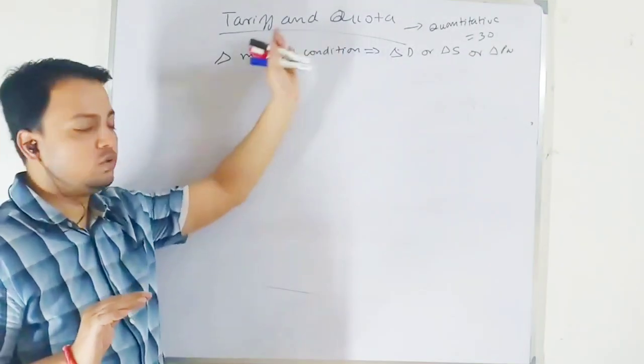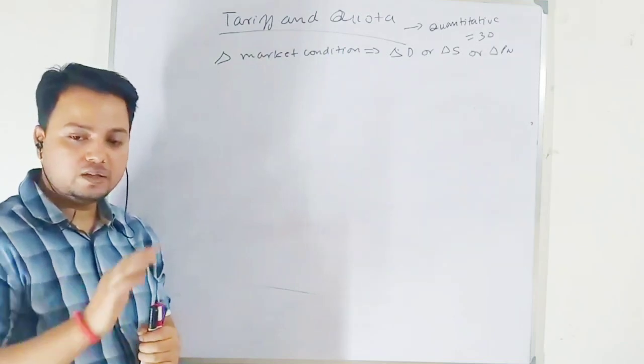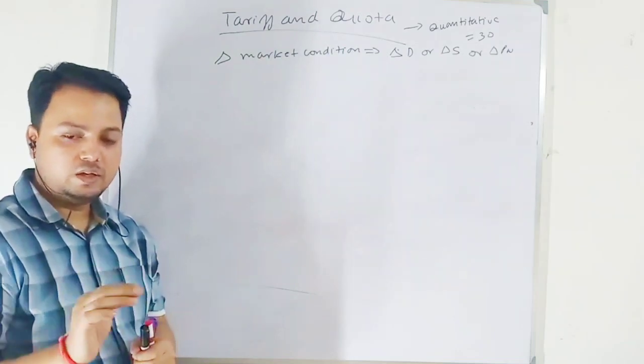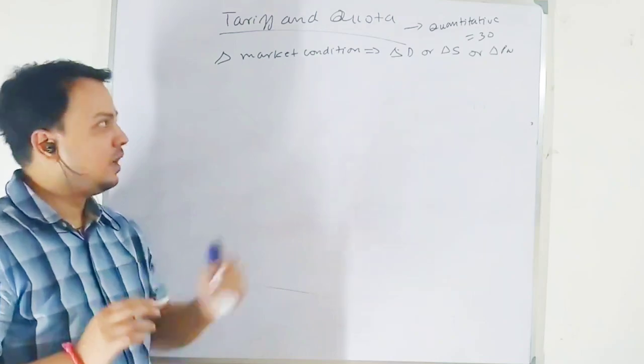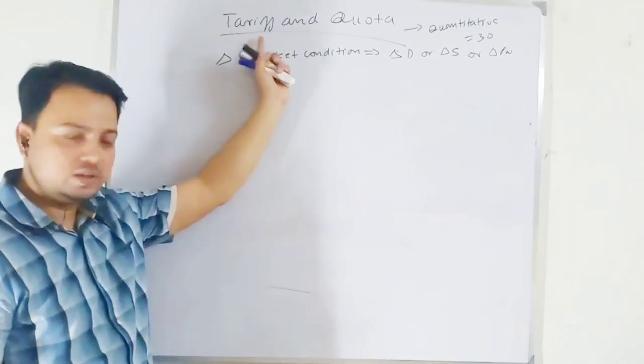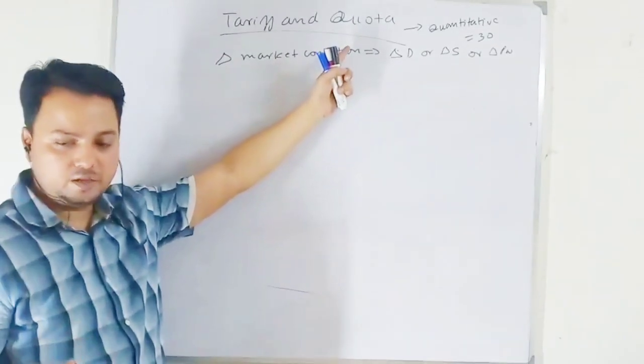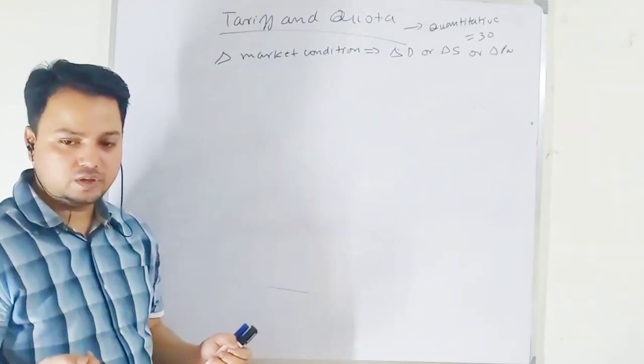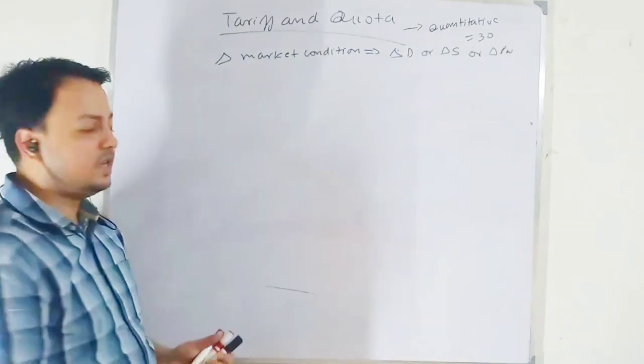Why am I putting a quota or tariff? Because I want to protect my domestic industry. In order to protect my domestic industry, I am using this tool. This is tariff, and this is a non-tariff barrier, a quantitative restriction that I am putting up. So first let me look at demand.